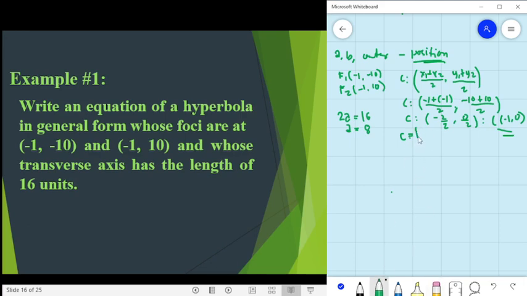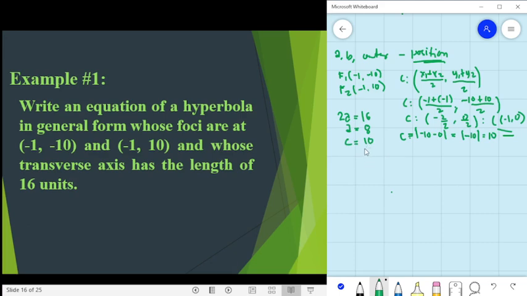Okay, so negative 10 minus 0 is equal to the absolute value of negative 10, or equal to 10. So your C there is 10. So 10 units. So from the center to focus is 10.